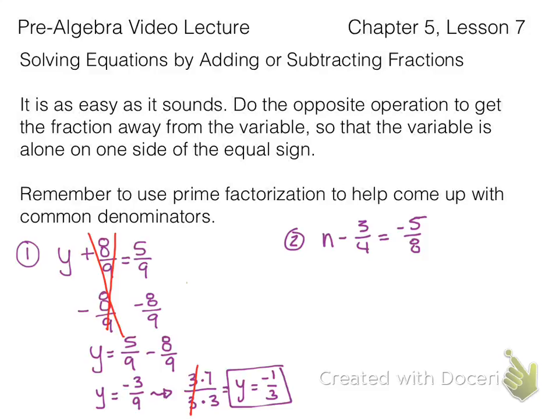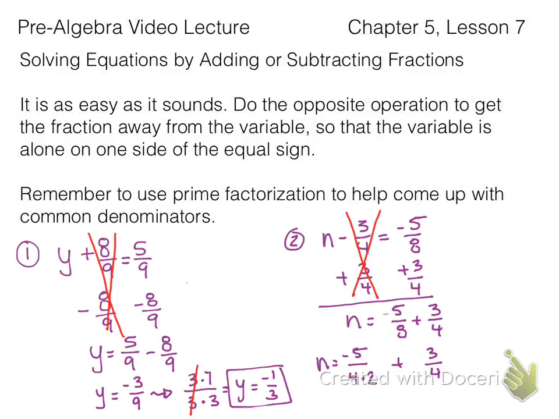N minus 3/4 equals negative 5/8. We're going to add 3/4 on both sides. The negative 3/4 and the 3/4 cancel out. N equals negative 5/8 plus 3/4. We are going to come up with a common denominator.